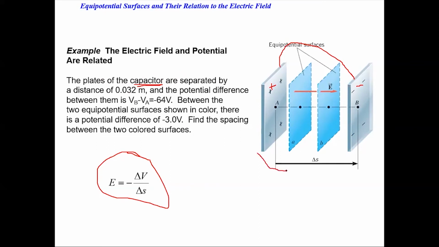What is the distance between these two plates? It means delta S is given. What is delta S? 0.032. Let me write this down on the paper, okay? Delta S equals 0.032 meter. Then what is BB minus BA?